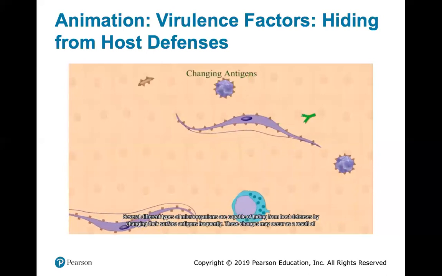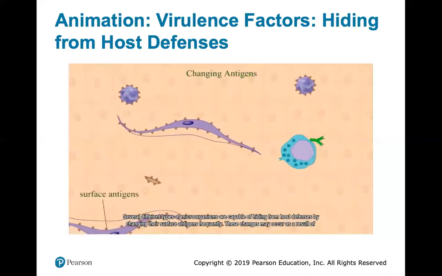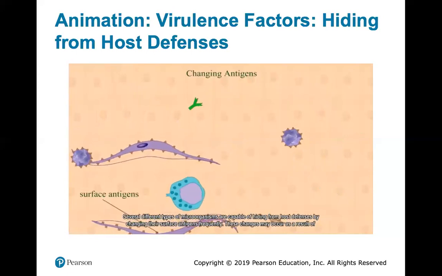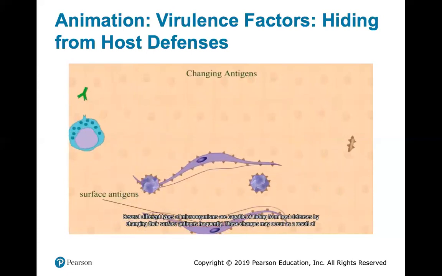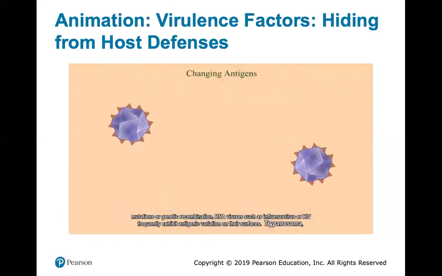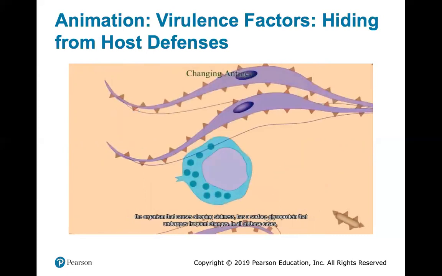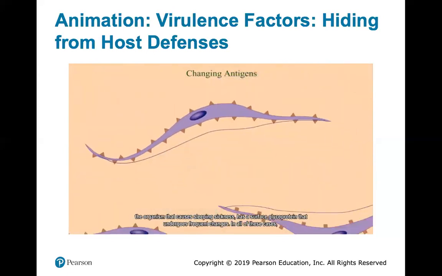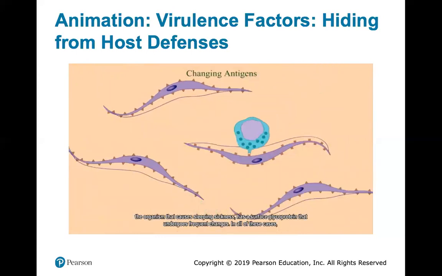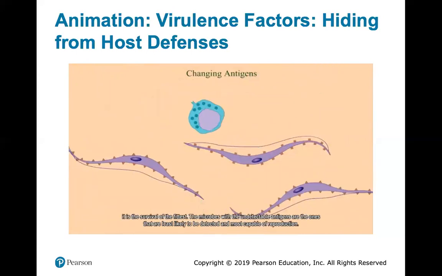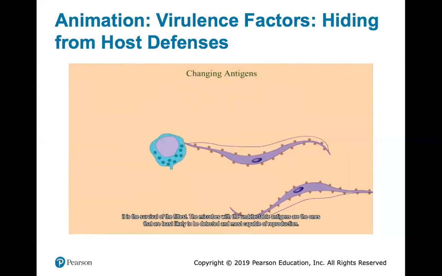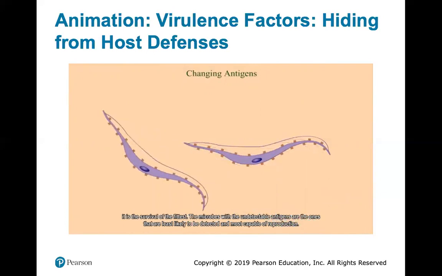Several different types of microorganisms are capable of hiding from host defenses by changing their surface antigens frequently. These changes may occur as a result of mutations or genetic recombination. RNA viruses, such as influenza virus or HIV, frequently exhibit antigenic variation on their surfaces. Trypanosoma, the organism that causes sleeping sickness, has a surface glycoprotein that undergoes frequent changes. In all of these cases, it is the survival of the fittest. The microbes with the undetectable antigens are the ones that are least likely to be detected and most capable of reproduction.